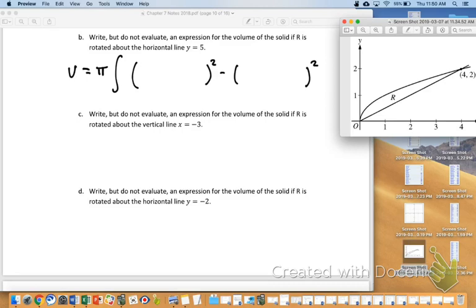They're really the same thing. Just one of them has a hole and the other one doesn't. Okay, let's do a few other things here. We're told to revolve this around the line y equals 5.